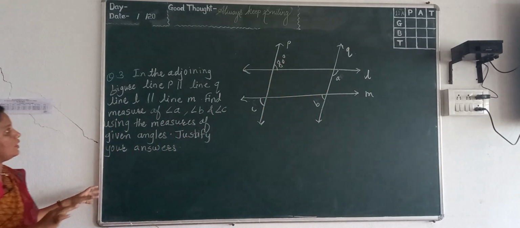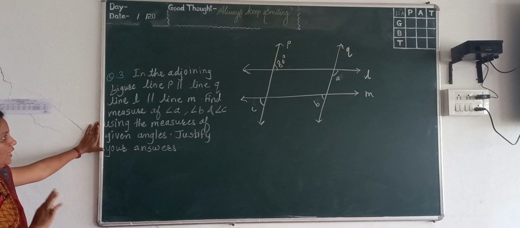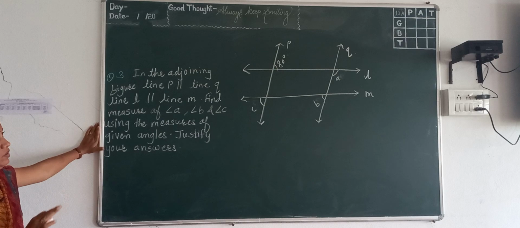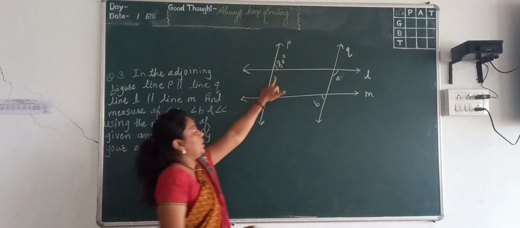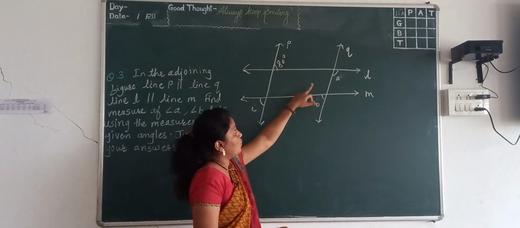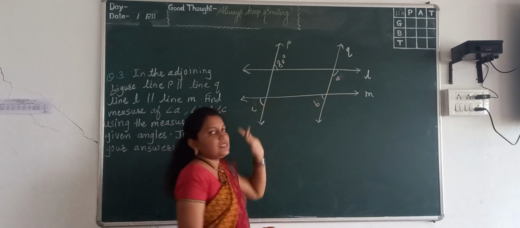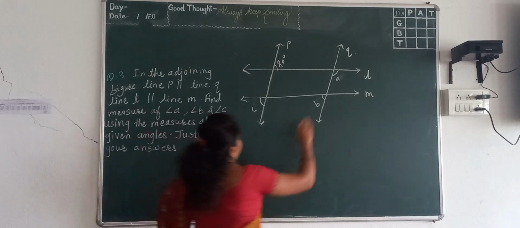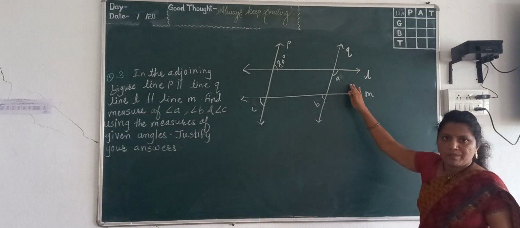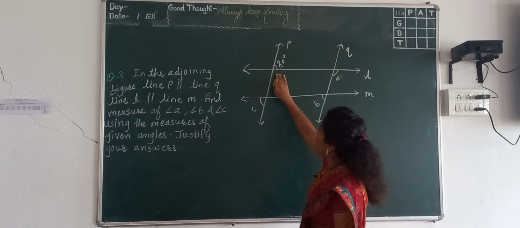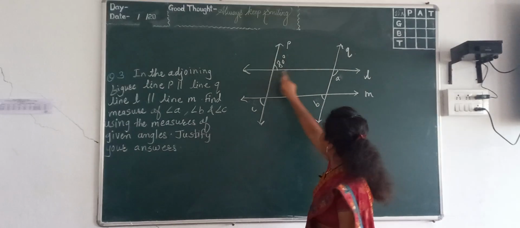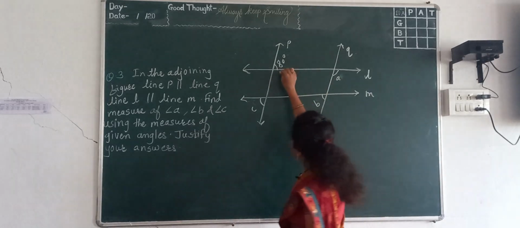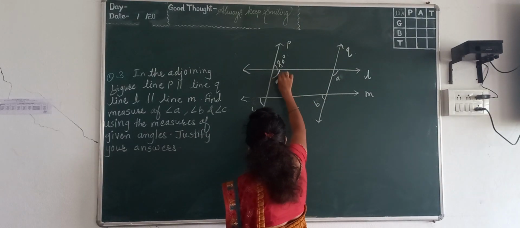In the figure, find the measure of angle A, angle B and angle C using the given angle. Only one angle is given, that is 80 degrees, and you have to find the values of A, B and C. How to find them? See, this is angle A, and this is also A. Why? Because this angle and this angle are corresponding angles.